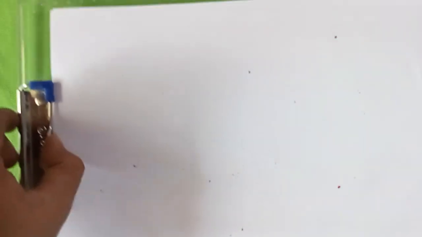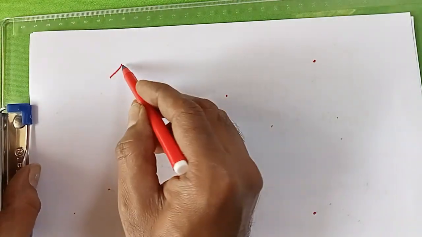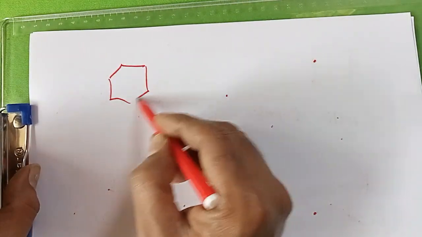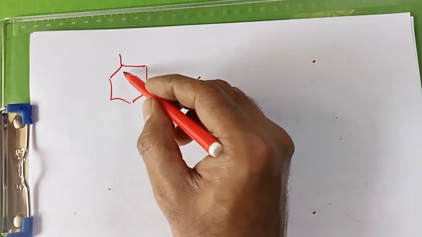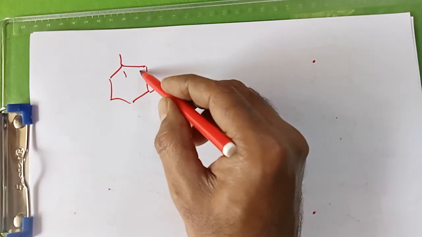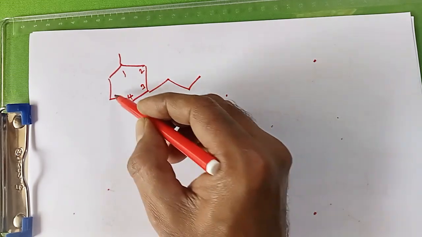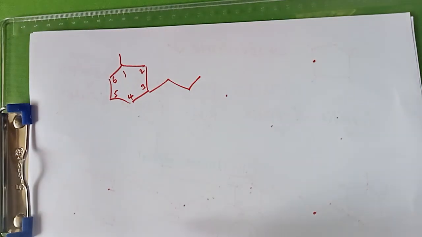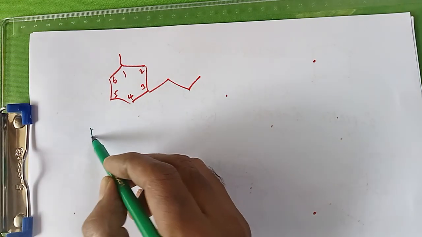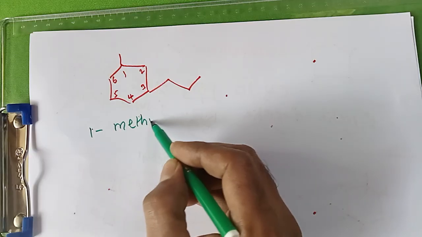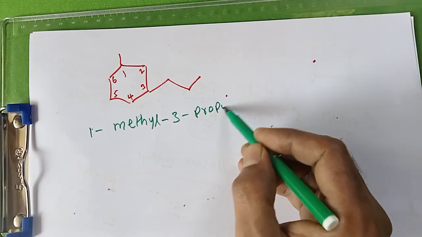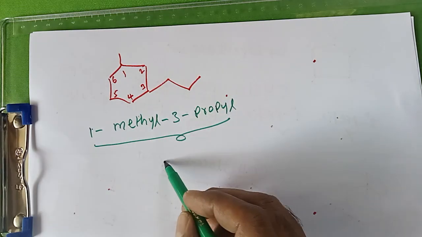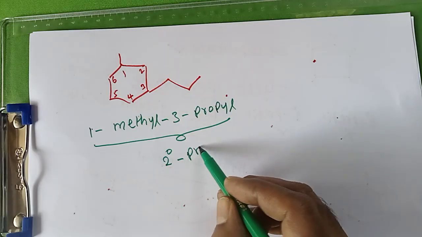Okay, same structure I take here. This ring and here a line, like this. We know the numbering is already decided according to alphabetical order, 1, 2, 3, 4, 5, 6. Now first, according to alphabetical order, methyl first. So what is this IUPAC name? 1-methyl. At the third carbon, propyl, so 3-propyl. Total, this is one secondary prefix.